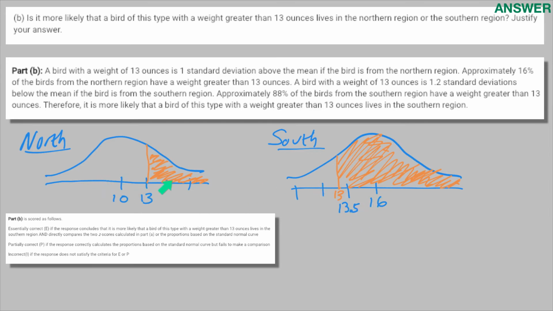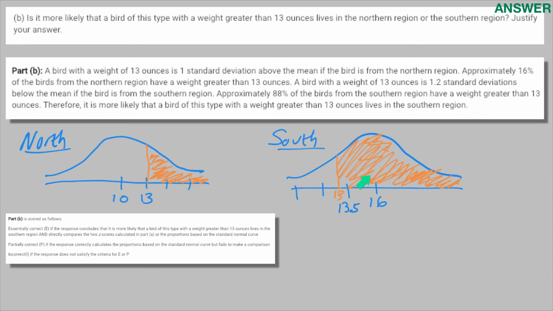If you draw bell curves and then shade where a 13-ounce or heavier bird occurs, a randomly selected bird weighing more than 13 ounces in the north occurs about 16% of the time based on this area. A randomly selected bird weighing 13 or more ounces coming from the south happens about 88% of the time. So if you randomly select a bird in this weight category, 13 or more ounces, there's a greater chance it's going to come from the south.